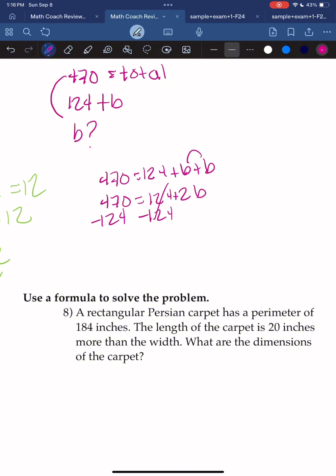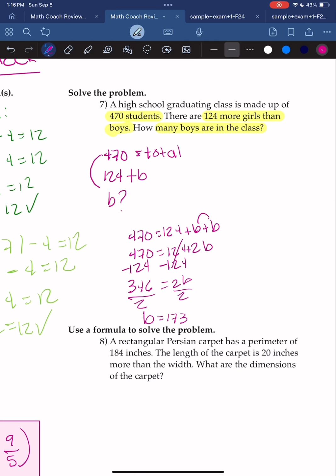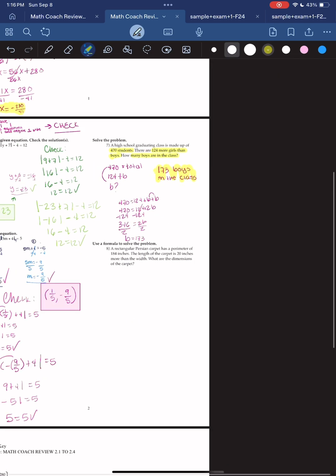470 minus 124 is 346, equals 2B. Divided by 2, divided by 2. B is equal to 173. But you can't leave it like that. It's a word problem. You have to specify your answer. You have to say what it is that you found. So, 173 boys in the class. And that is our final answer.